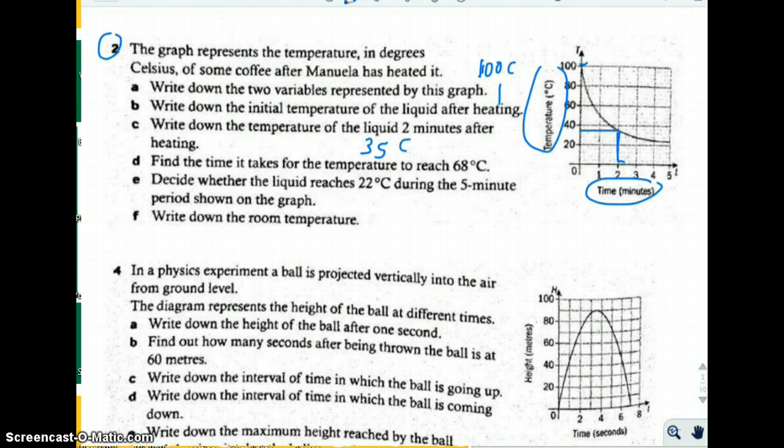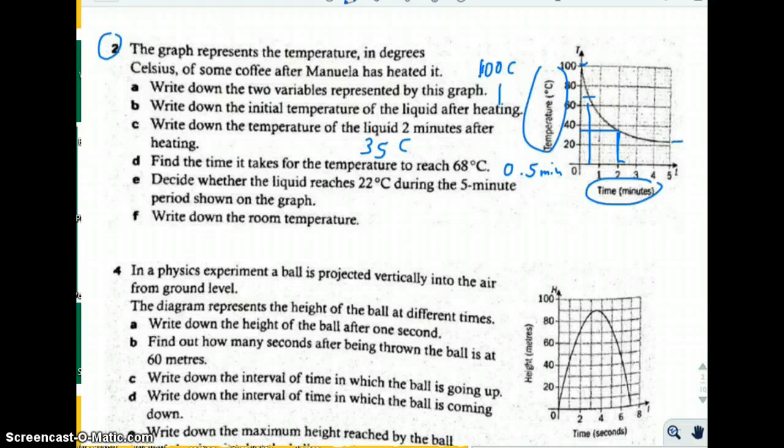Find the time it takes for the temperature to reach 68 degrees. Okay, 68 degrees is about there. So that's about what? Half a minute? 0.5 minutes.